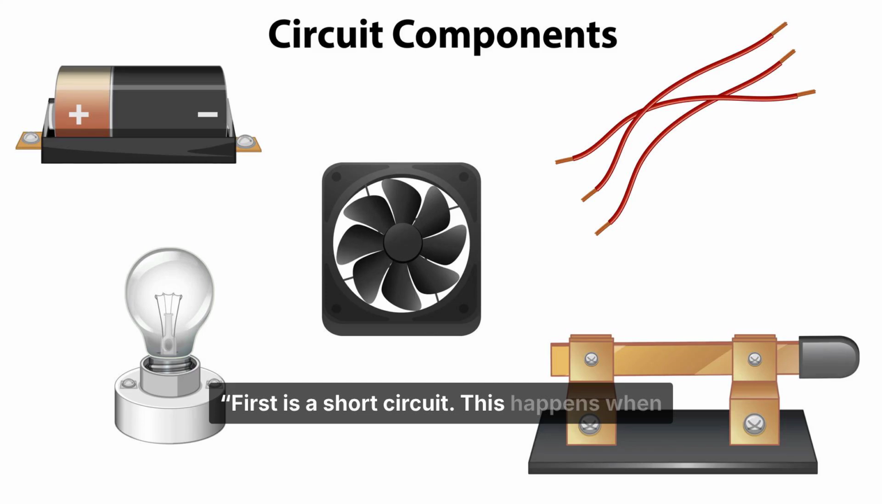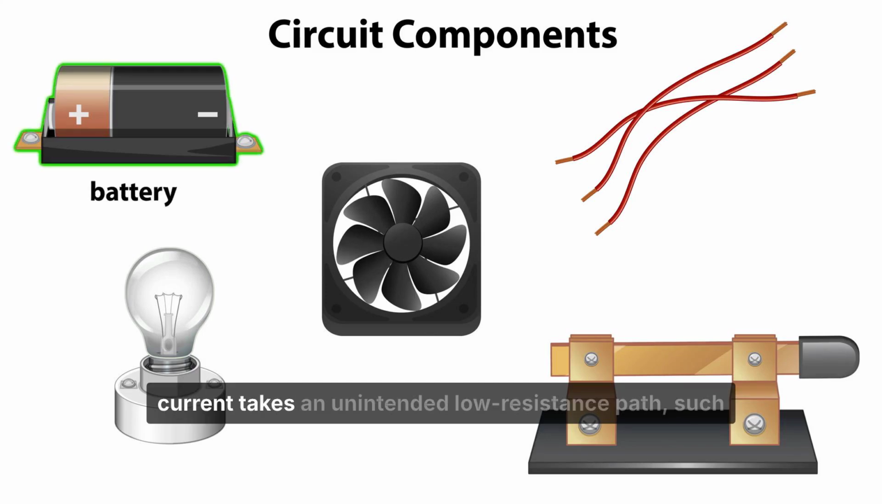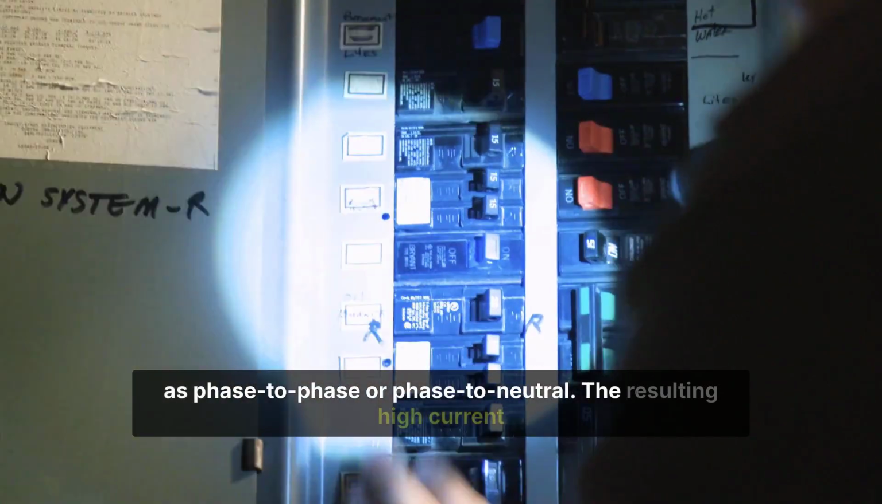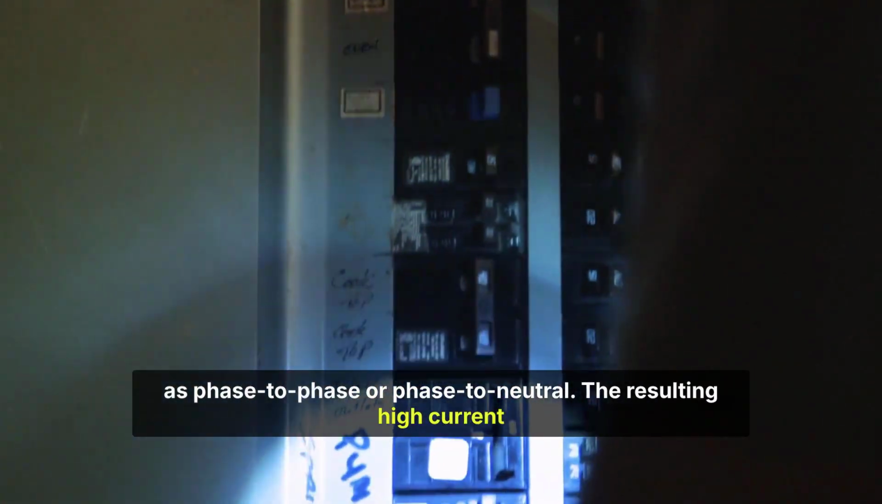First is a short circuit. This happens when current takes an unintended low resistance path, such as phase-to-phase or phase-to-neutral. The resulting high current can quickly trip a circuit breaker or blow a fuse.